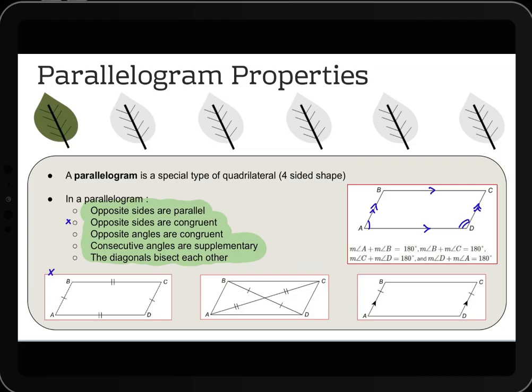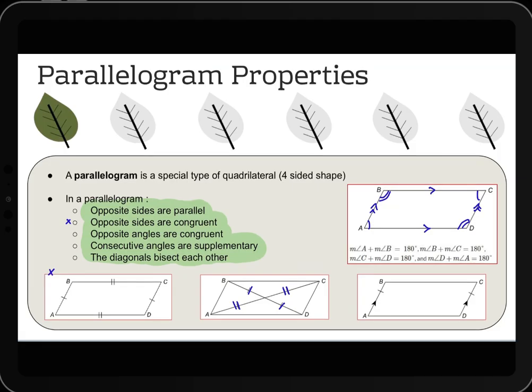Consecutive interior angles, using the diagram over there on the right, for example, angle A and angle D are supplementary, angle A and angle B are supplementary, angle B and angle C are supplementary, and angle C and angle D are supplementary. And as you can also see, the opposite angles are congruent as well. Of course, the diagonals also will bisect each other as well. As you can see right there, they've indicated that. That's always true for any parallelogram. It just so happens that with a rectangle and a square, the diagonals are also congruent.